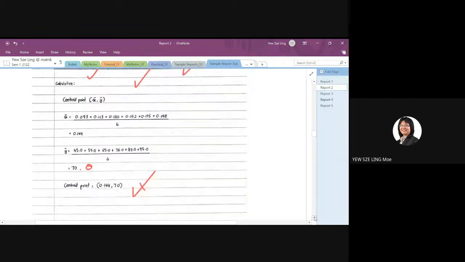Okay, so tables correct. Okay, no unit, no unit. Okay, so where is the unit?